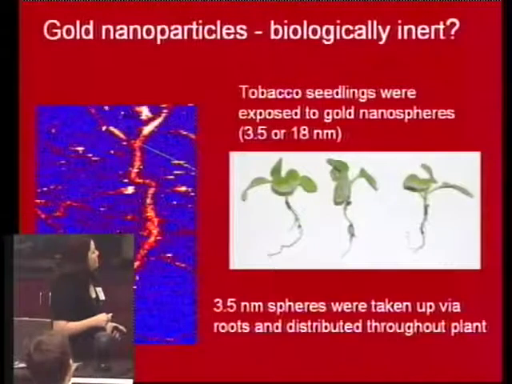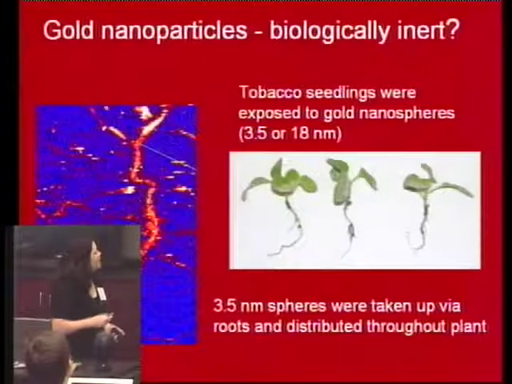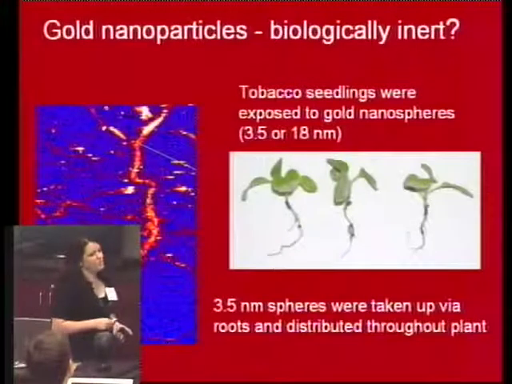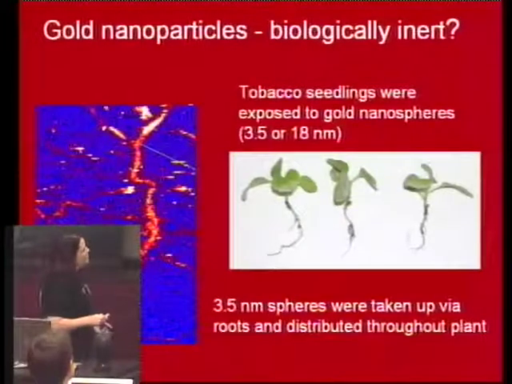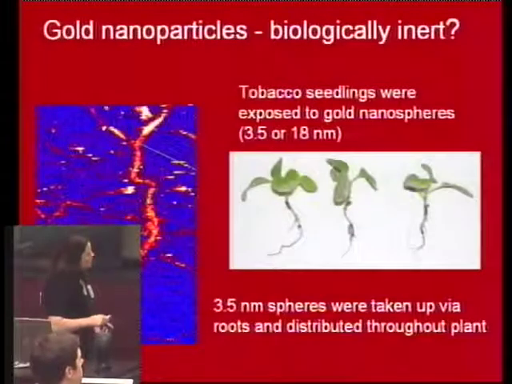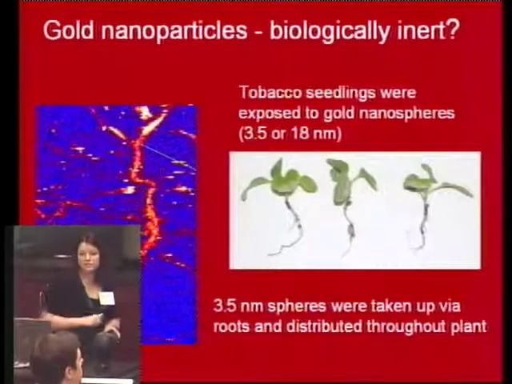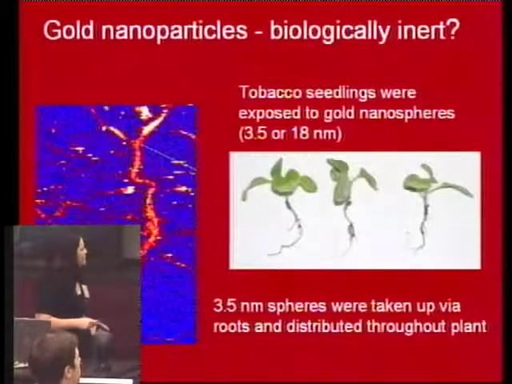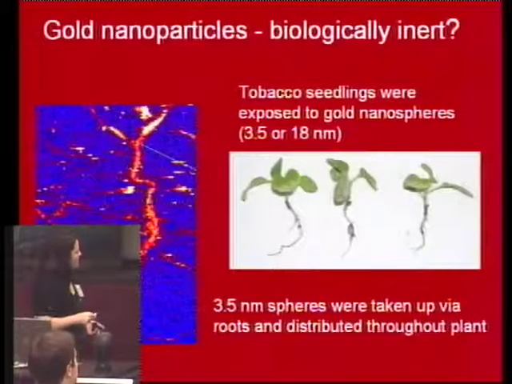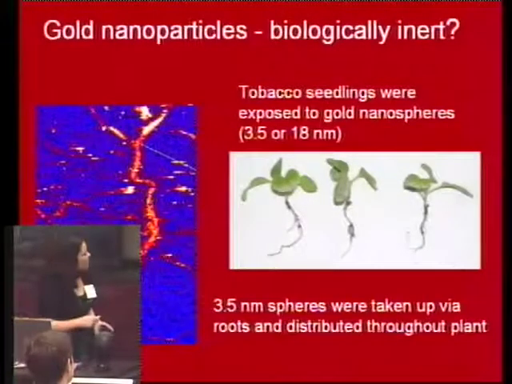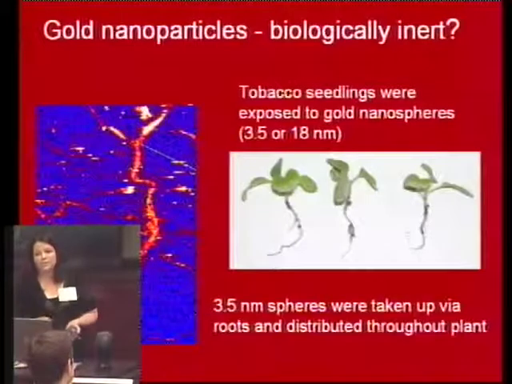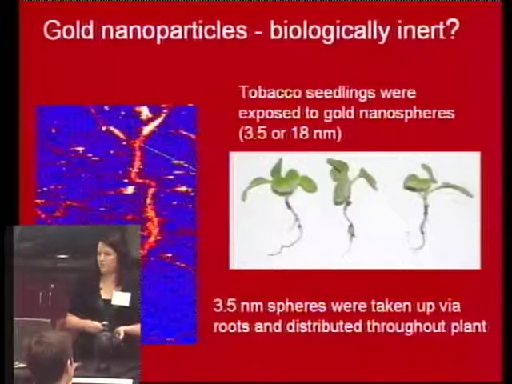we are finding that they are somewhat biologically reactive. For example, if you take plants, and these are tobacco seedlings, and you expose them to various size gold nanospheres, 3.5 nanometer and 18 nanometer, you see that the exposure to the gold spheres causes necrosis in the leaves. We also show through a beamline analysis that you can track the gold up through the plant, and it gets up and into the leaves. But this only happens for the 3.5 nanometer sized particles and not the 18 nanometer sized particles.